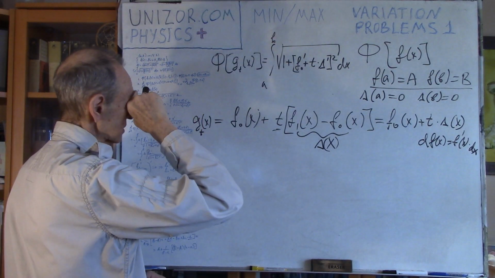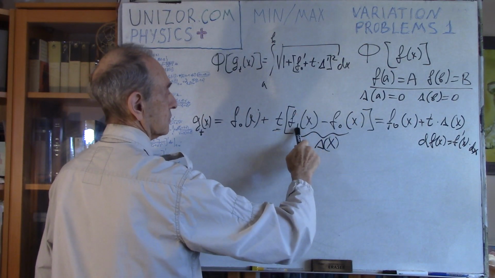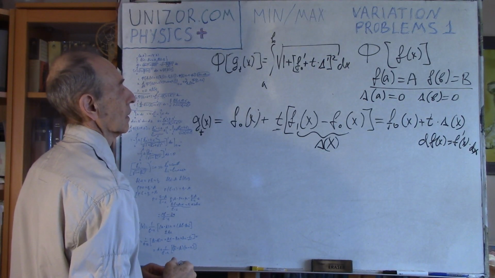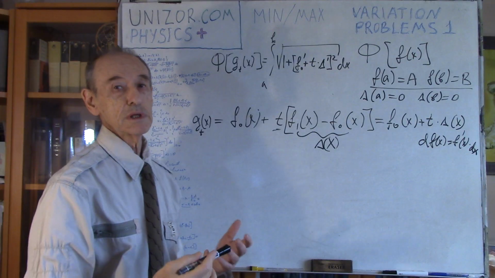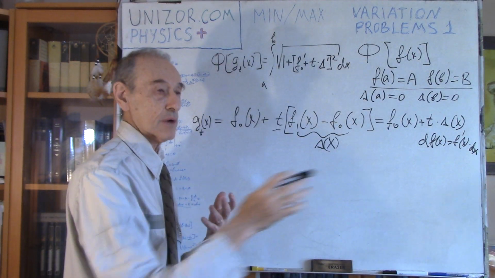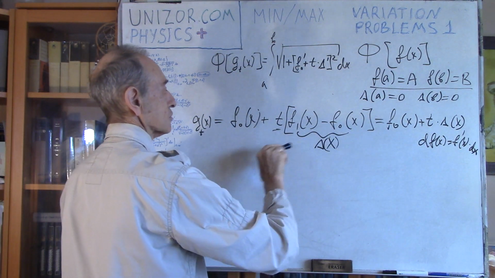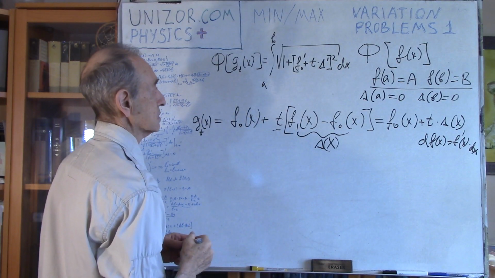For any fixed delta, for any fixed increment from f0 to f1, we have to minimize it by t, and that would be the derivative by direction. So it's a directional derivative in the direction from f0 to f1. Okay, so let's take a derivative by t.